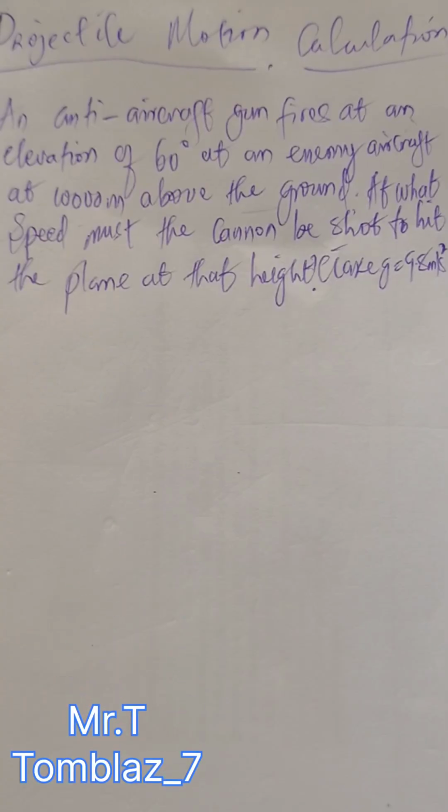Today I want to work on projectile motion calculation. The question reads: an anti-aircraft gun fires at an angle of 60 degrees at an enemy aircraft at 10,000 meters above the ground. At what speed must the cannon be shot to hit the plane at that height? We are expected to take g equals 9.8 meters per second squared.